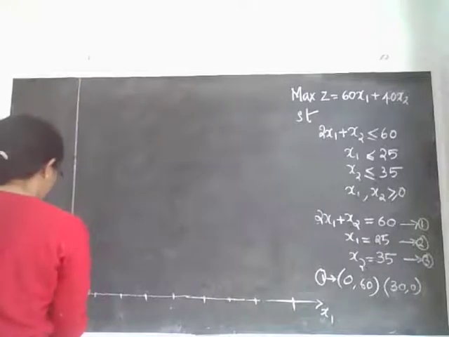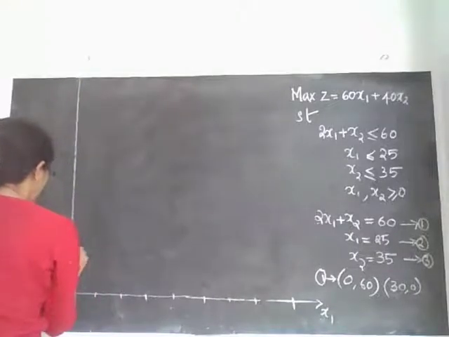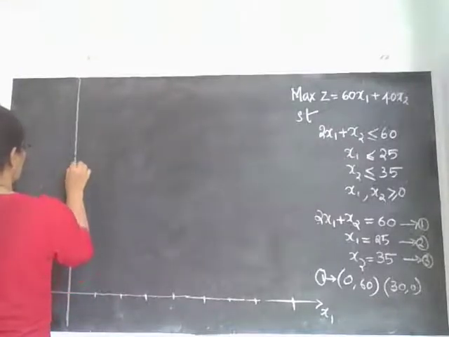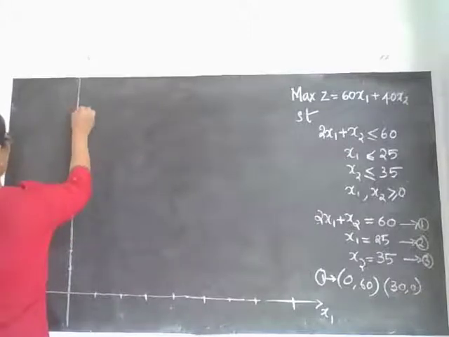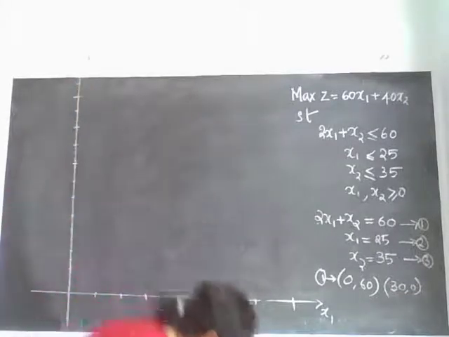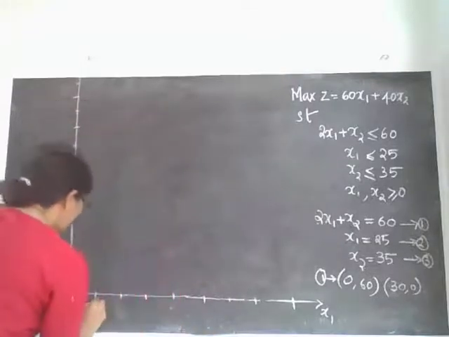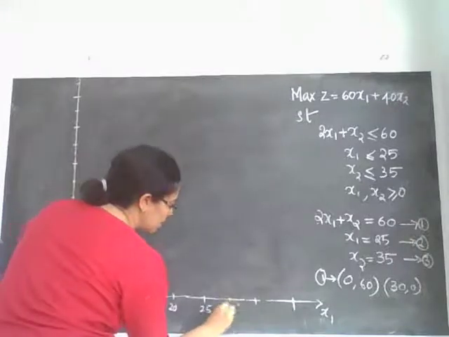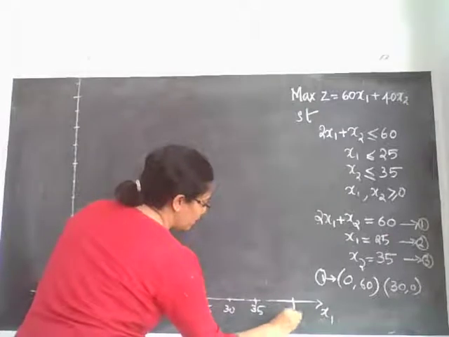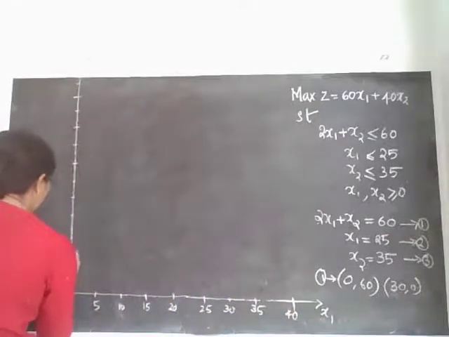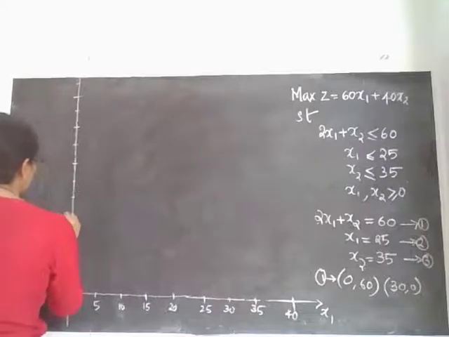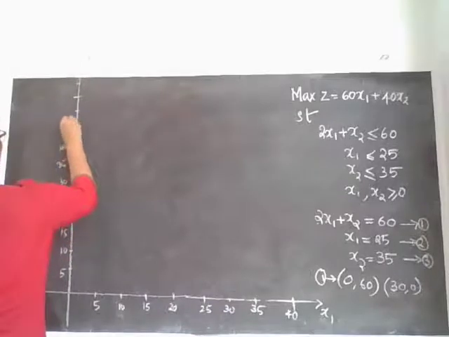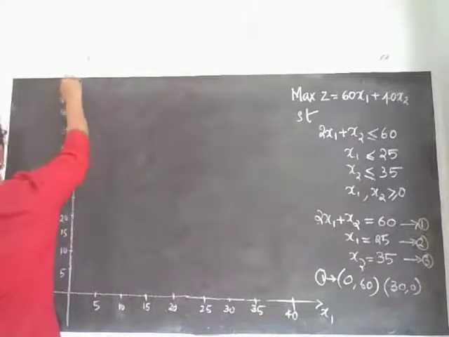Okay. We'll have 5, 10, 15, 20, 25, 30, 35, 40, 45, 50, 55, 60 on one axis, and 5, 10, 15, 20, 25, 30, 35, 40, 45, 50, 55, 60 on the other.